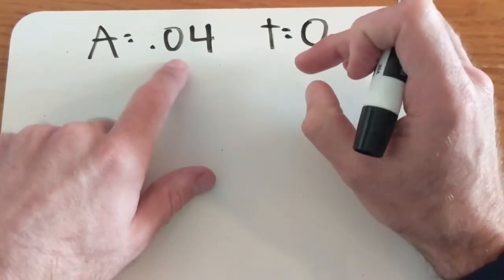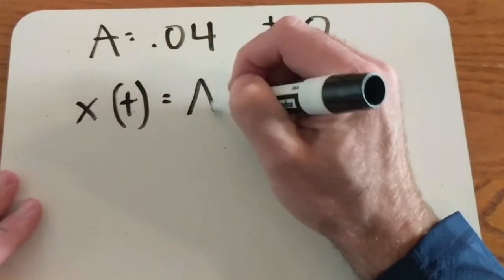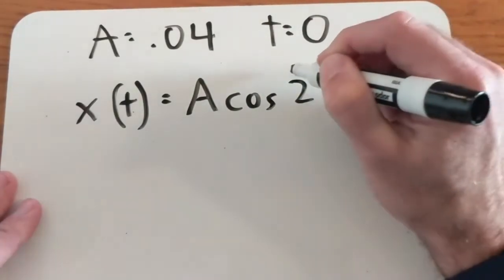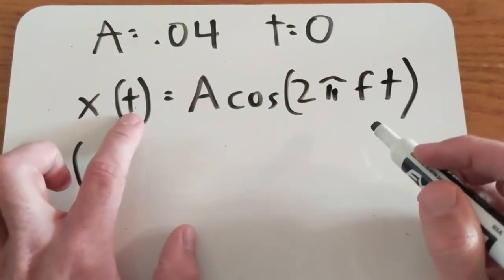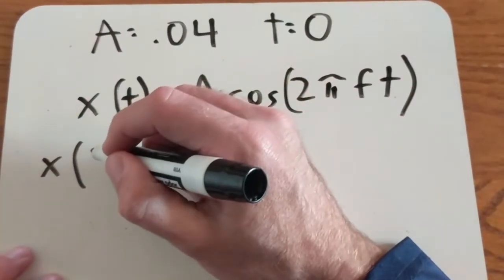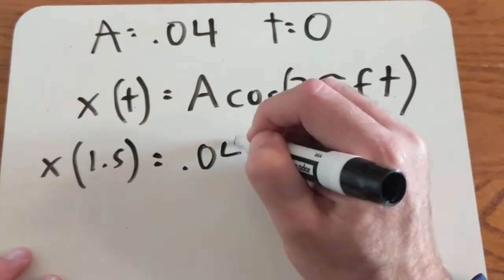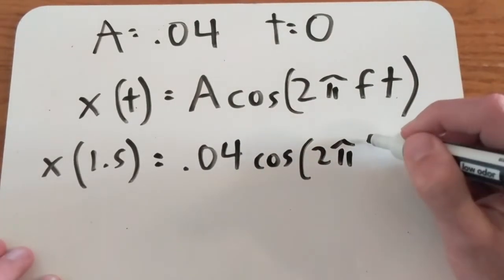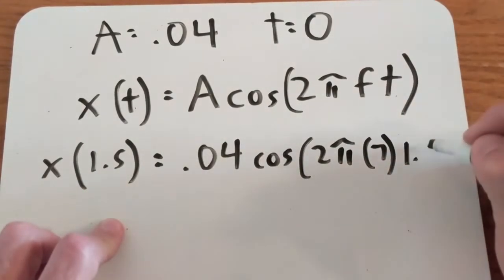So when it starts at the amplitude, that means we use our cosine. X of t equals A cosine 2 pi f t. All right, now we can plug these things in. Whatever t I'm concerned about, that's what goes here. The t I'm concerned about is 1.5 seconds. So the amplitude is 0.04, cosine of 2 pi, the frequency they gave us was 7, and remember, this time is now 1.5.